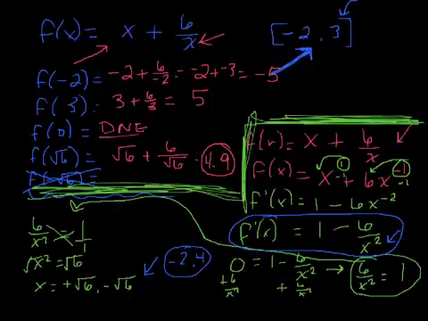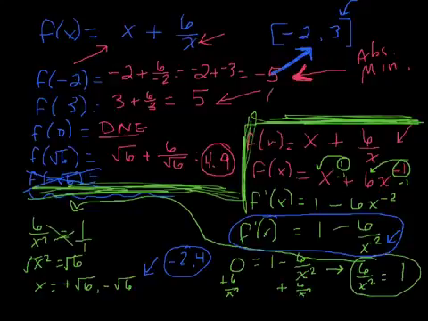The smallest number represented here, so I have negative 5, 5, and 4.9. The negative 5 is our lowest value, so that's our absolute minimum. The positive 5 is our highest value, so that's our absolute maximum. And that's what we got.